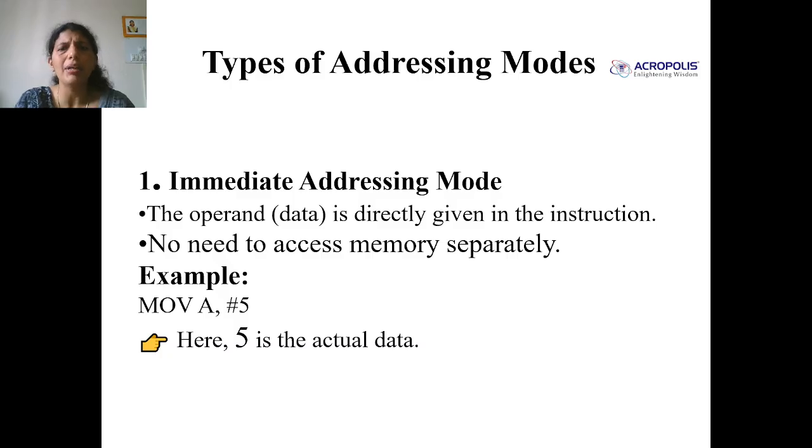First one is the immediate addressing mode. It means the data is directly given in the instruction. No need to access memory separately. Example, MOV A, #5. Here #5 is the actual data that we have to move to the register A. There is no need to fetch the data from any register or memory data register. The operand is directly given in the instruction. We will move the value 5 to the register A.